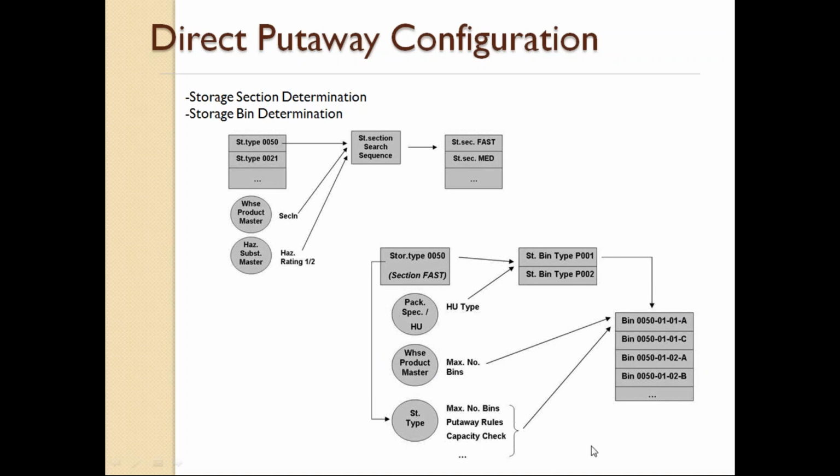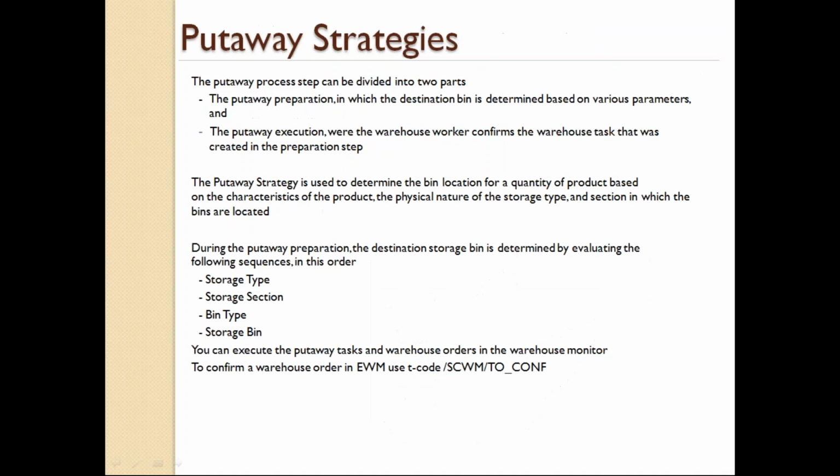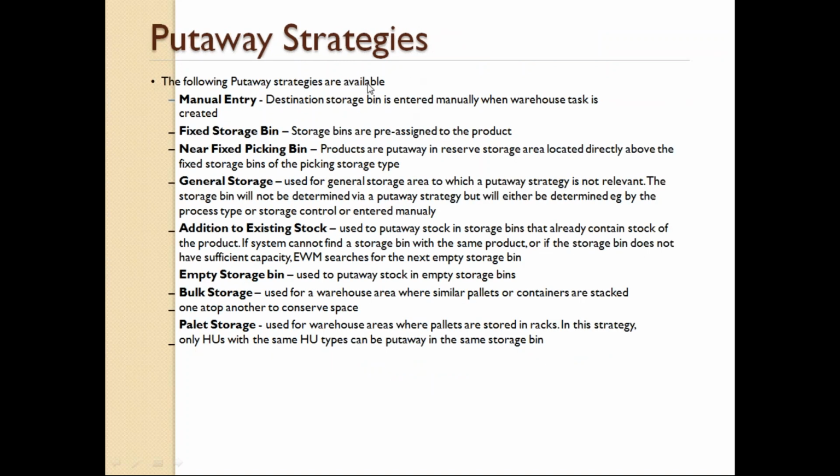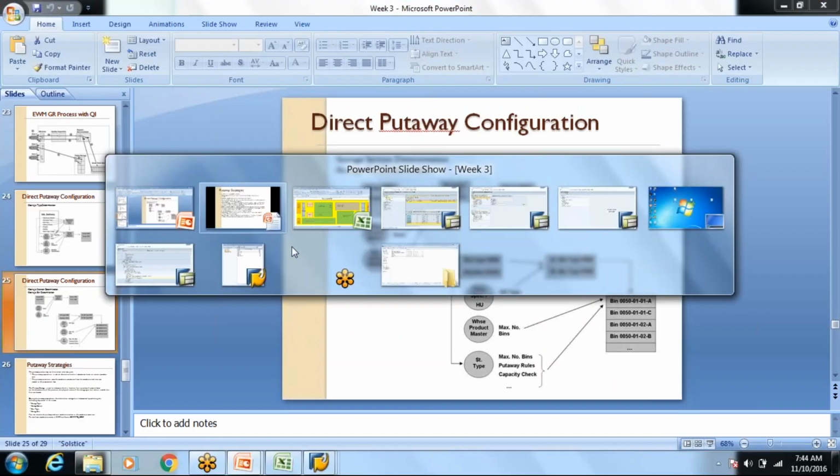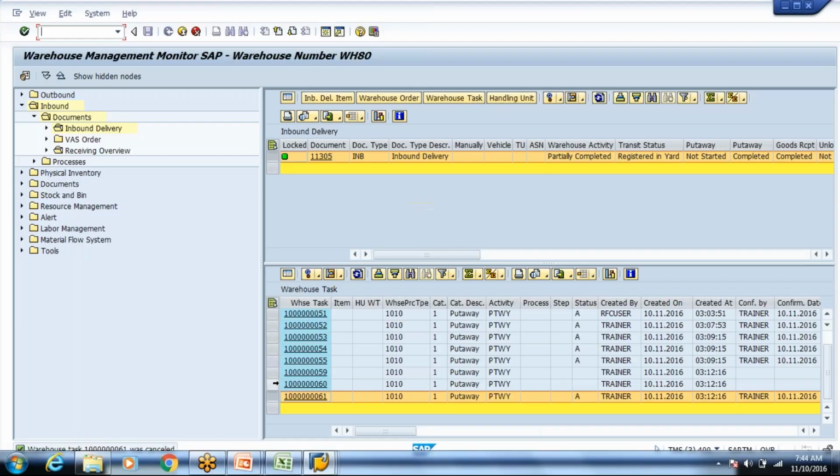Same way, at storage type level we can define how many maximum bins we can keep in a particular storage type, and what are the put away rules and capacity. Put away rules we had just started briefly yesterday. So put away rules will then further help us, after we have determined the bin type, to place the stock.